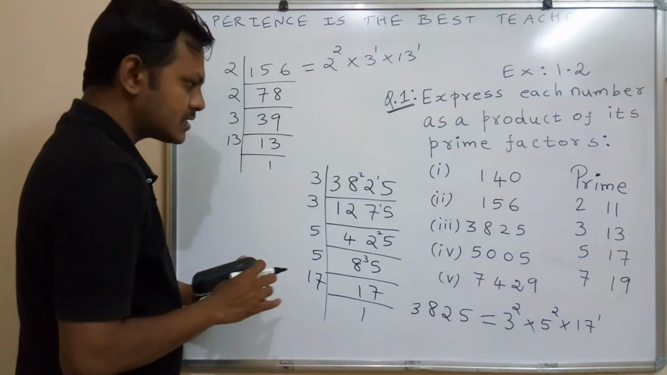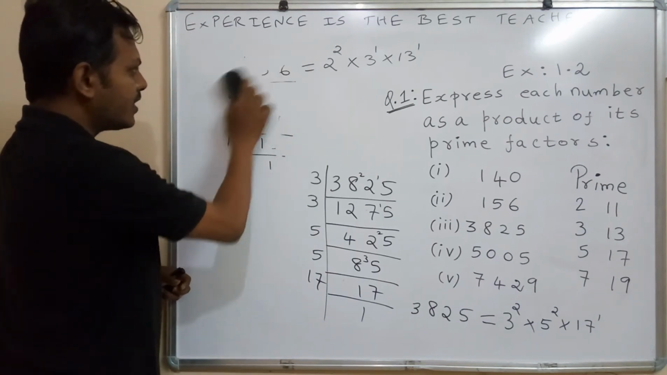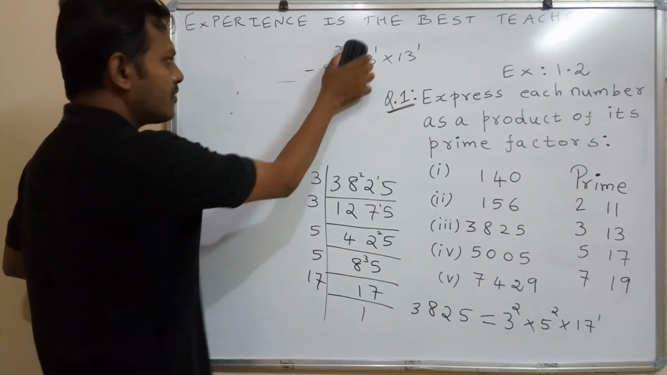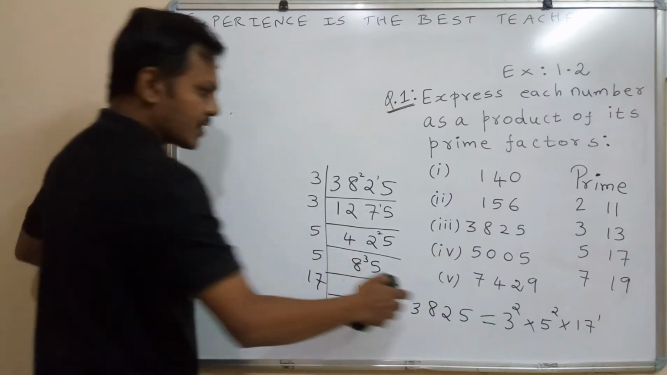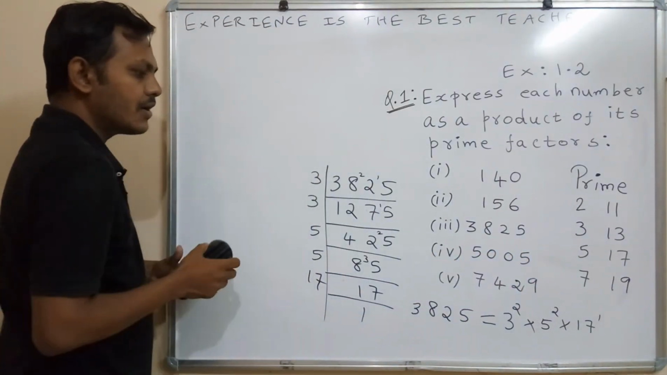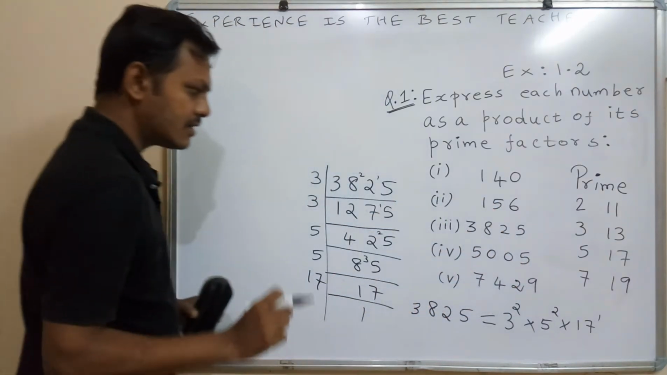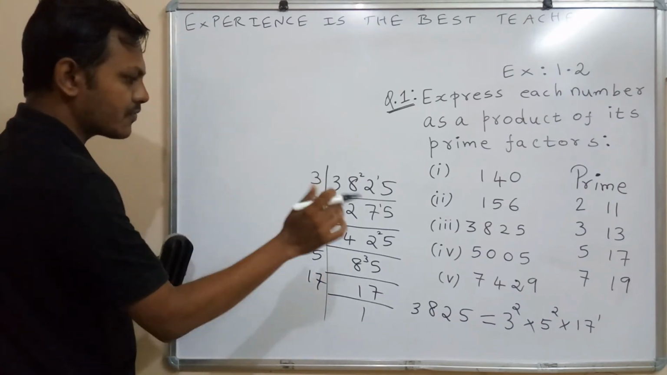So next question is 5005. So 5005 we can check for divisibility rule for 3. Then if it is not divisible by 3 we can go for number 5 because the unit place is 5. So the divisibility rule for number 5 is unit place either 0 or 5. Unit place either 0 or 5, we can use the 5 table. That is the divisibility rule for number 5.